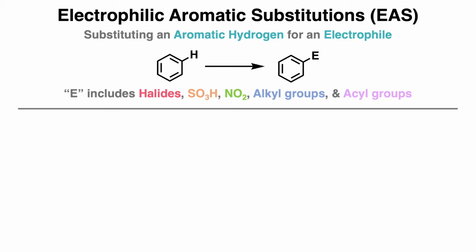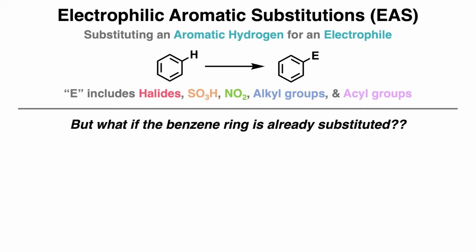Electrophilic aromatic substitutions, or EAS reactions, are where one of the aromatic hydrogen atoms is replaced by an electrophile. There are a variety of new groups that can be installed on an aromatic ring, as shown here. But what if the benzene is already substituted? How does that affect the EAS reaction?